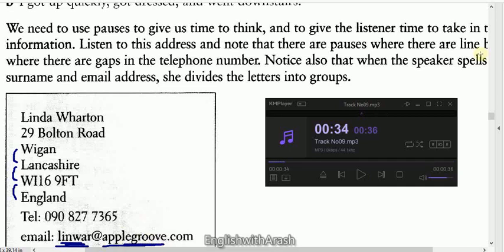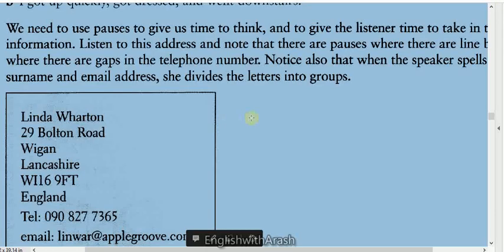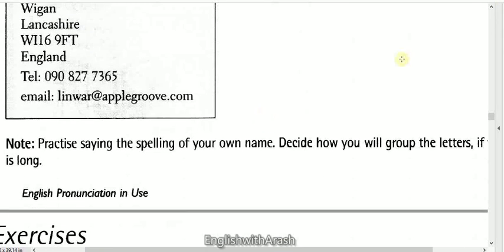Good. So let's see. Yeah, that was what we had. I think if there is anything else, let me check it. Let me read this for you.